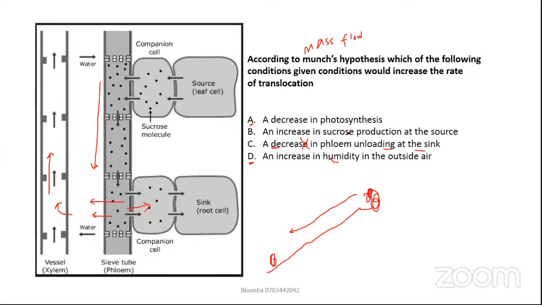Then an increase in sucrose production at the source is going to generate high turgor pressure here, which in the end may increase the rate of translocation. So this one may stand out to be correct. A decrease in photosynthesis is so wrong. Okay, I think you guys have been able to understand that question very well.